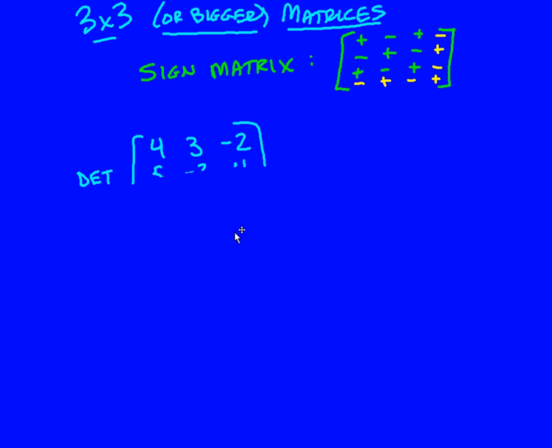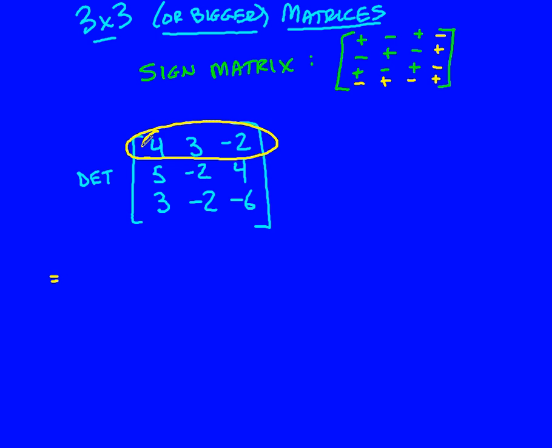So let me just go right into an example of showing you how to do a determinant of a 3 by 3 matrix. All you're going to do is pick one row or one column, it doesn't matter which one. Let's say I pick the top row as my example. I'm going to first take a number. That first number there was 4. 4 is in a positive spot in the sign matrix, so I keep it positive 4.